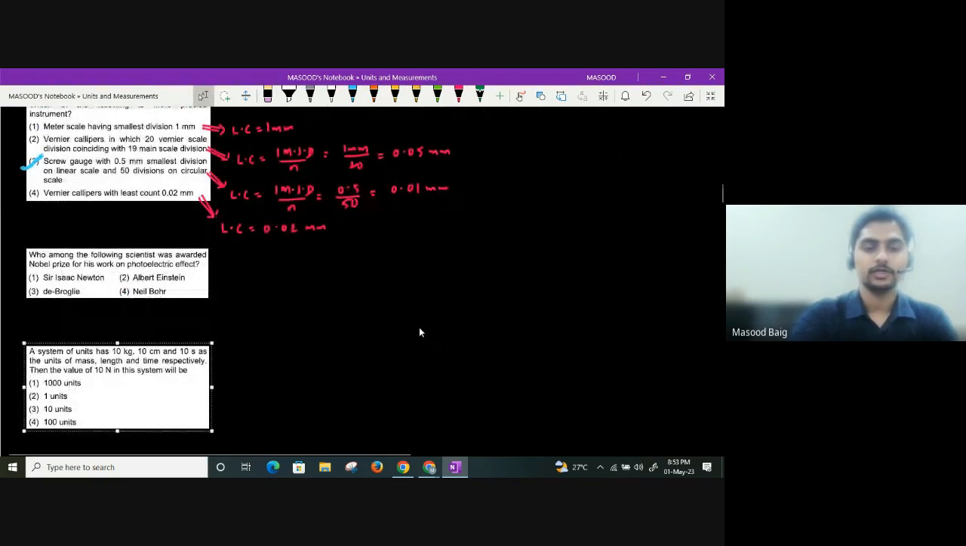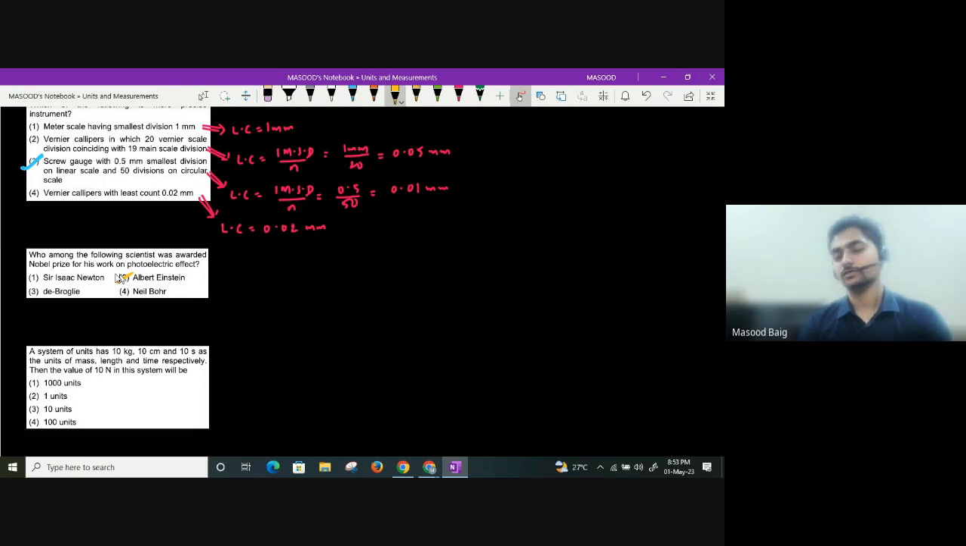Who among the following scientists was awarded the Nobel Prize for his work on the photoelectric effect? Who gave the photoelectric effect? We'll study it in tomorrow's session again. Einstein's photoelectric effect we got. However, Einstein didn't get it for the famous equation E equal to mc square. He got the Nobel Prize for the photoelectric effect, guys. Clear all of you?